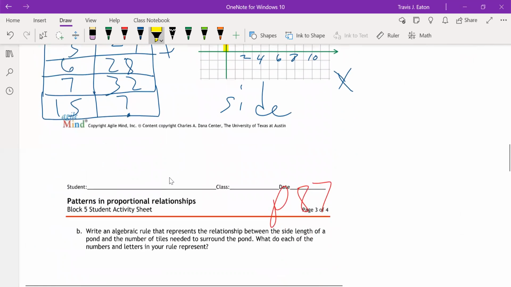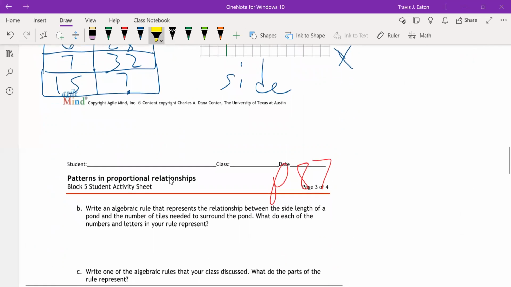So moving on to page 87 then, we want to write an algebraic rule that represents the relationship between the side length of the pond and the number of tiles needed to surround the pond. I'm sorry, I got that backwards. The side length is our x value, and the number of tiles needed to surround the pond is our y value.